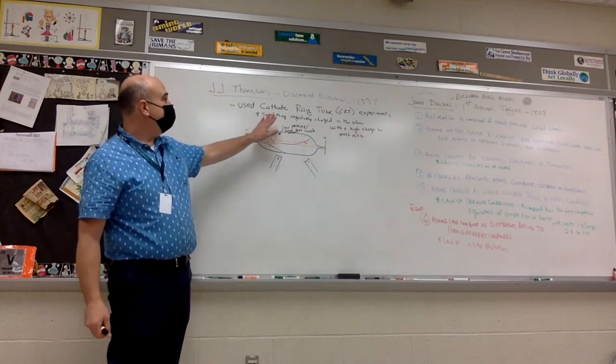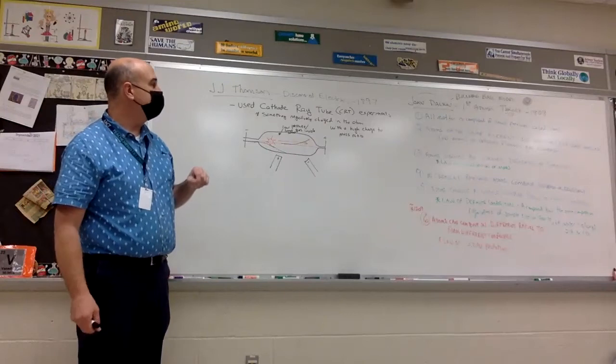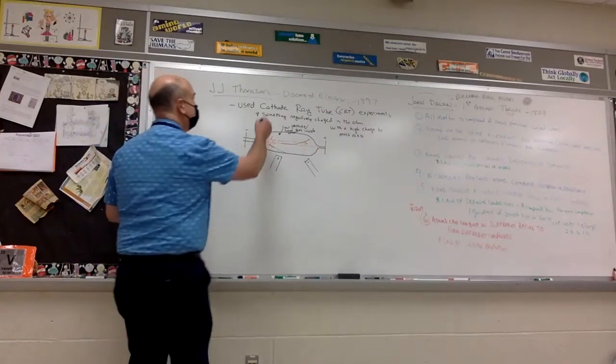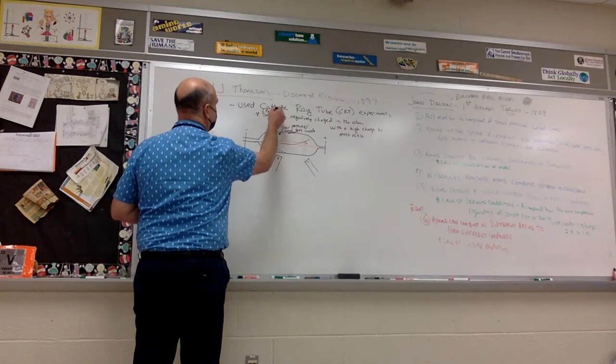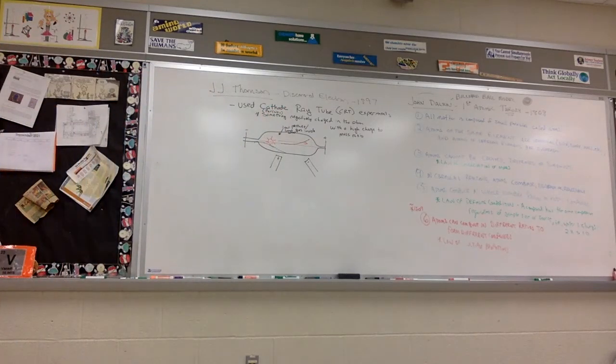So what he got from these cathode ray tube experiments, something was negatively charged inside the atom. There were particles that are negatively charged inside the atom. And they have a really high charge, but a really low mass. Okay, so in other words, they got a lot of punch for their size, right? So they're really, really tiny, but they give off a lot of charge for that size.